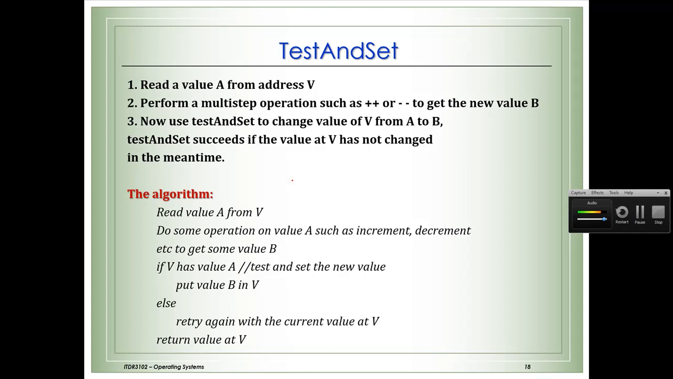To overcome the drawbacks, techniques like the test and set algorithm and the compare and exchange algorithm, which are implemented at the hardware level, are more efficient, and they improve the concurrency. It is the efficient way of implementing concurrent programming at the operating system level. Let's see how it works.